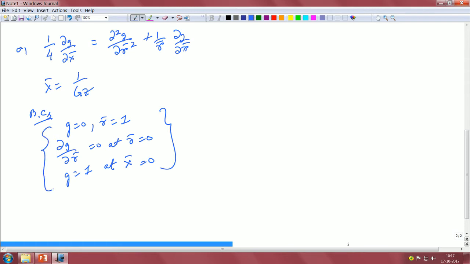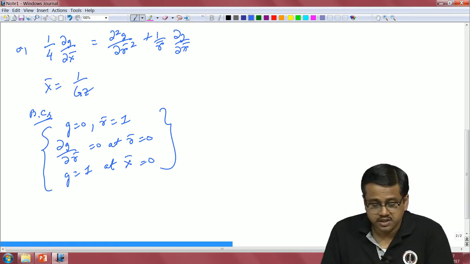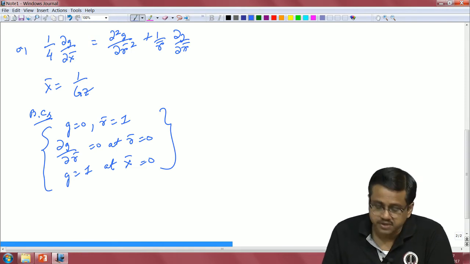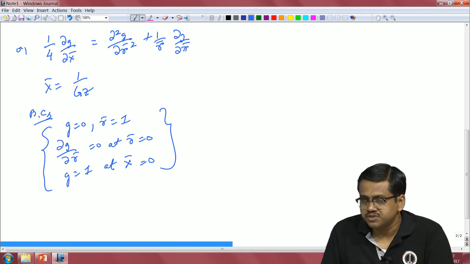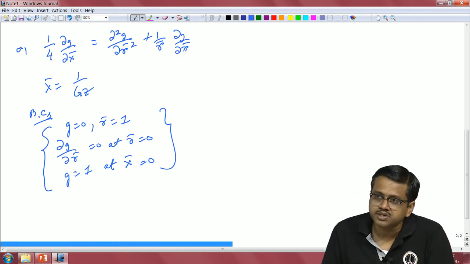You can easily see the veracity of this thing. So, at r bar equal to 1, where t is equal to t naught, therefore g should be equal to 0. R bar equal to 0 should have an inflection point. So, therefore, dg by dr should be equal to 0 over there because of the temperature inflection point.